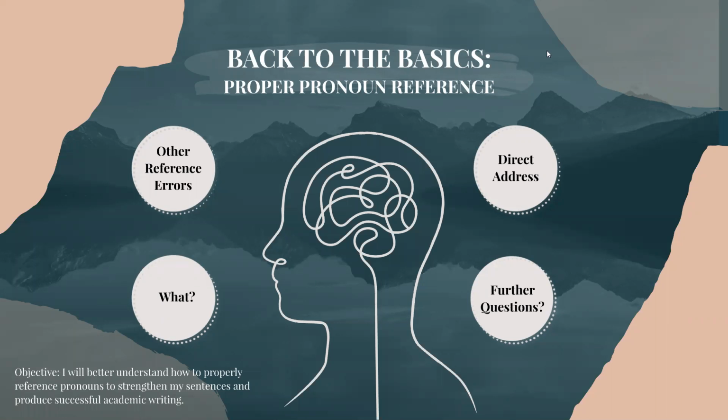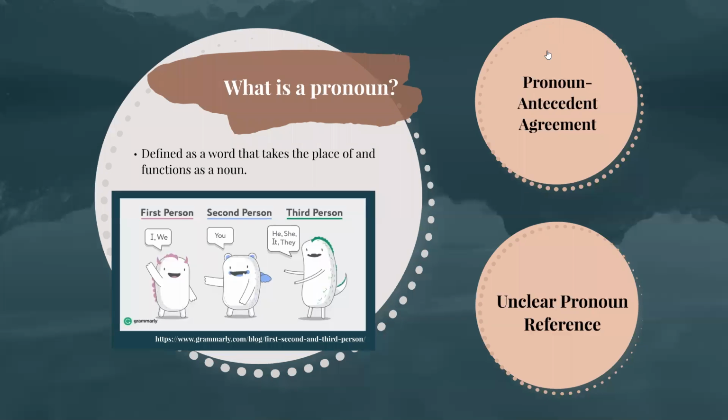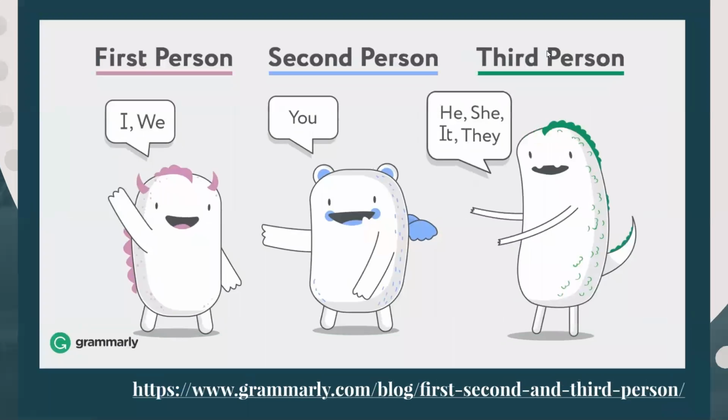Let's begin today by covering a couple of quick definitions, starting with what is a pronoun. So defined, a pronoun is a word that takes the place of and functions as a noun. A few you might be familiar with, especially if you've already taken English 101, are first, second, and third person pronouns. First person pronouns are commonly I or we, second person pronoun you, and third person he, it, she, and they. Those are just a few examples to get you started.